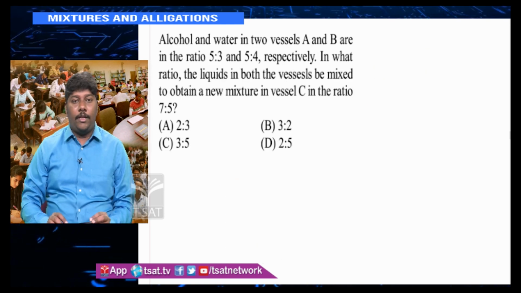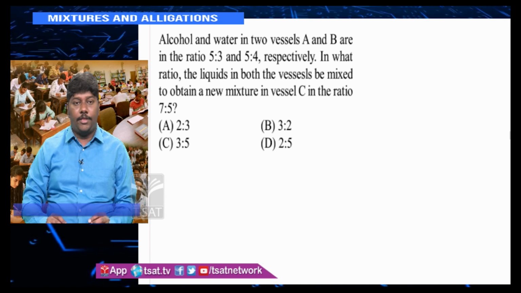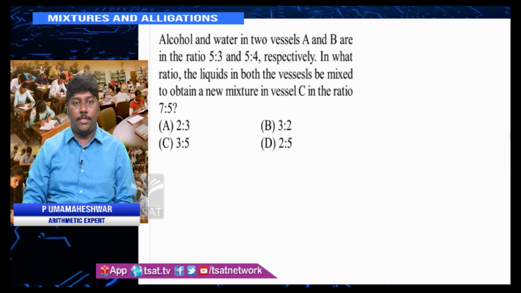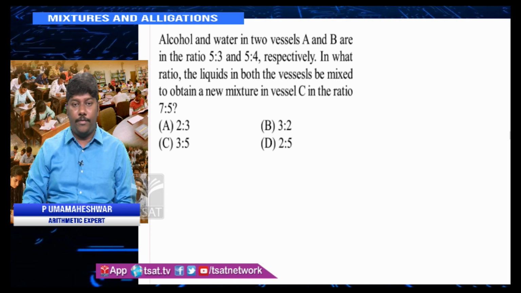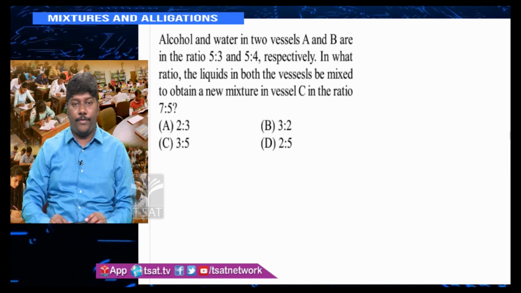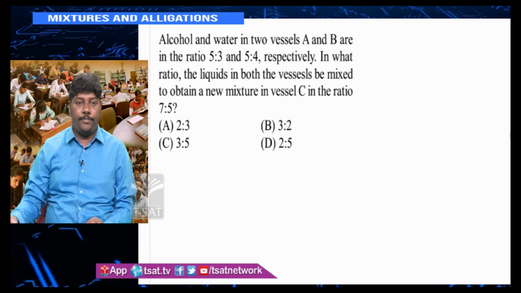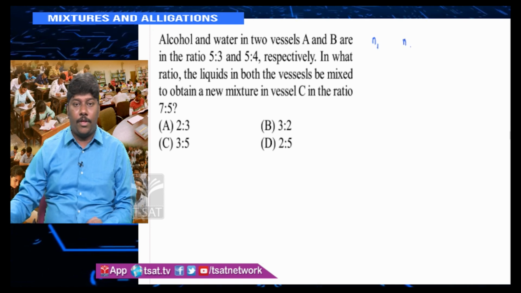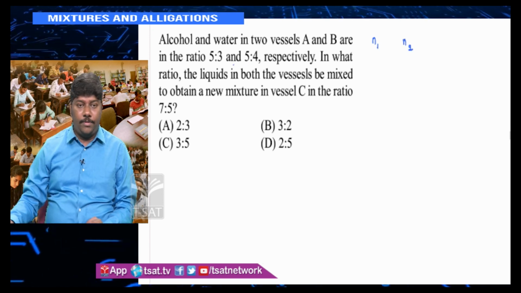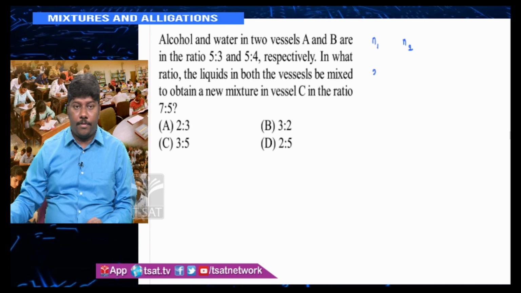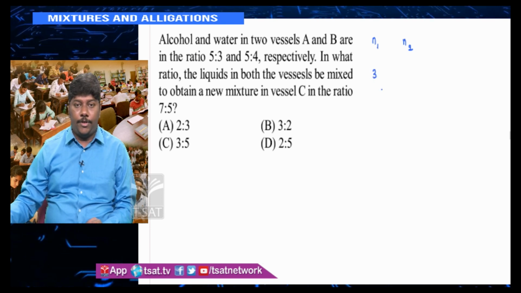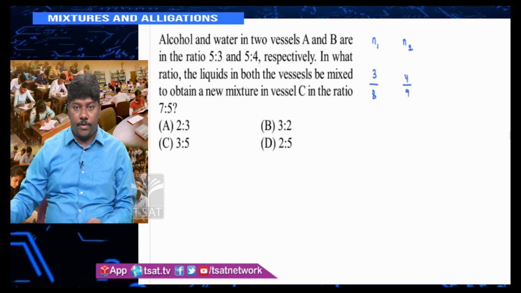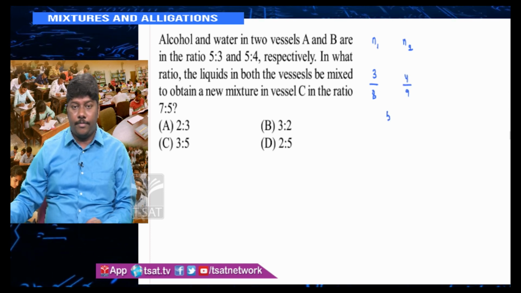Next one, alcohol and water in two vessels A and B are in the ratio 5:3 and 5:4 respectively. In what ratio should the liquids in both the vessels be mixed to obtain the new mixture in vessel C in the ratio 7:5? So it is simply asking you N1:N2. You take any one of them, you will get the answer. You can take the smaller one. I am taking the water ratio in both of them: 3/8, the second one is 4/9, and the last one is simply 5/12.